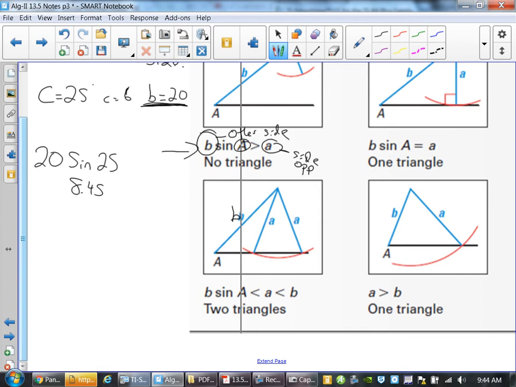I'm getting 8.45. Now I look at that in relationship to the side opposite. The side opposite is 6. Is 8 and change bigger or smaller or equal to 6? Bigger. So can I create a triangle with an angle of 25, side opposite is 6, and another side of 20? No.